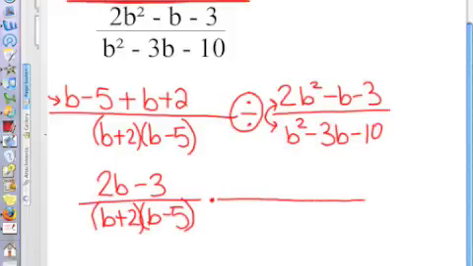All right. b squared minus 3b minus 10 will now be in the numerator, and this factors.